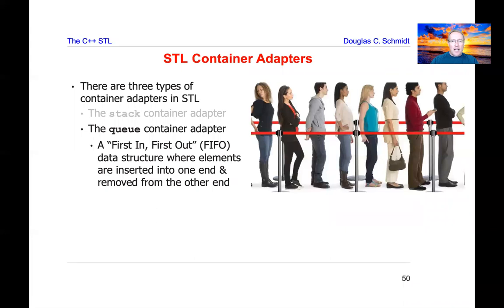Another kind of container adapter is the queue container adapter. This is a first in, first out, or FIFO data structure, where elements are inserted into one end and then removed from the other end. A queue of people waiting in line at a movie theater or at an airport, or waiting to get gas at a gas station with one pump, are examples of first in, first out queues.